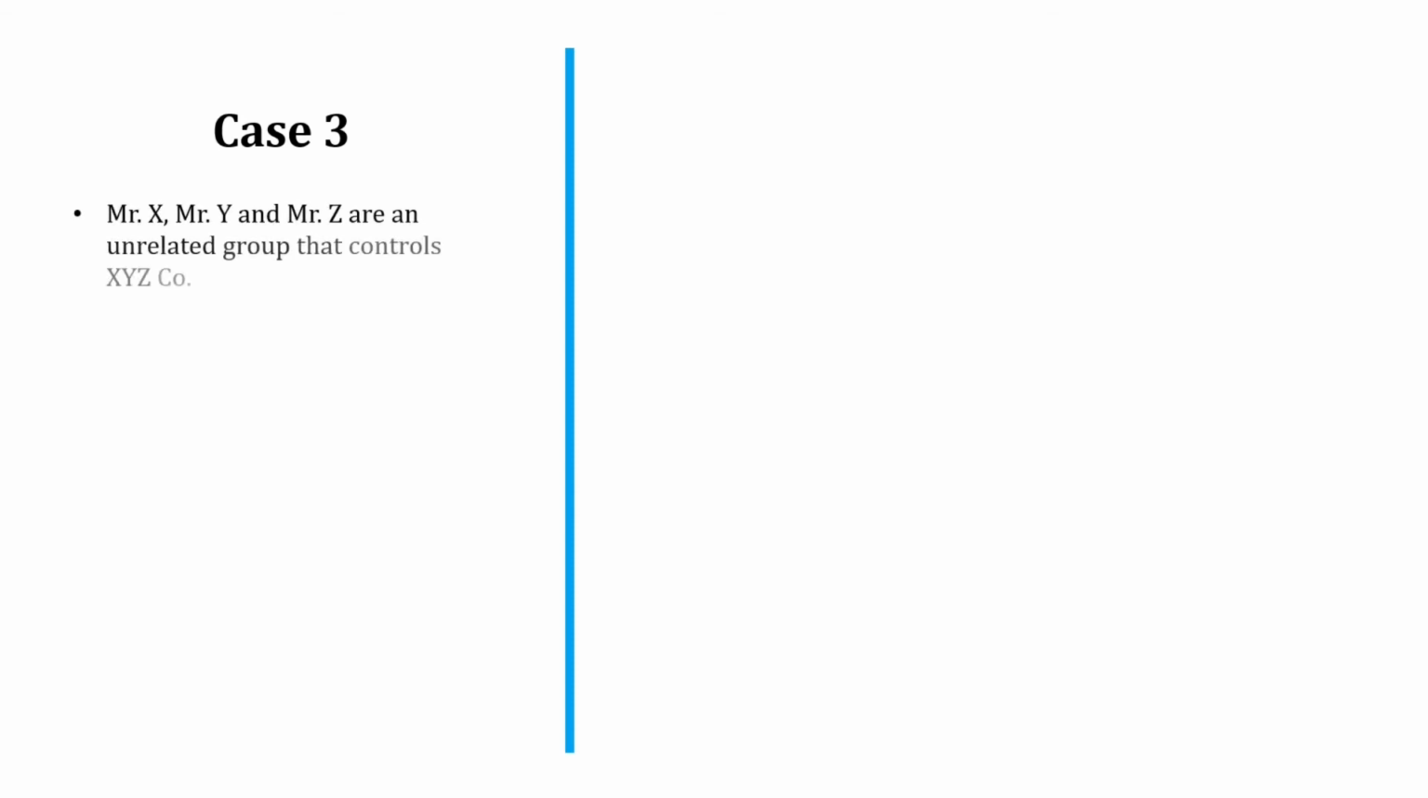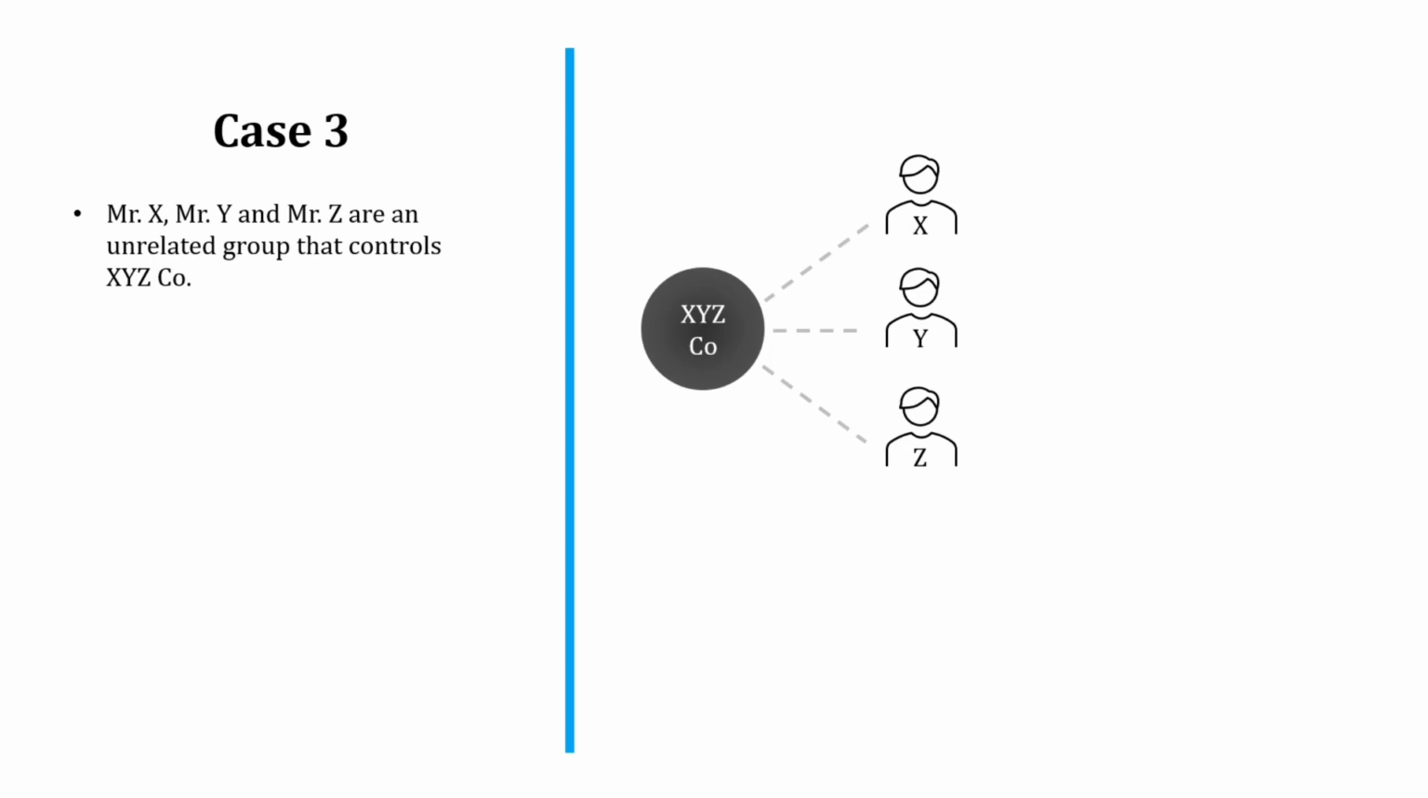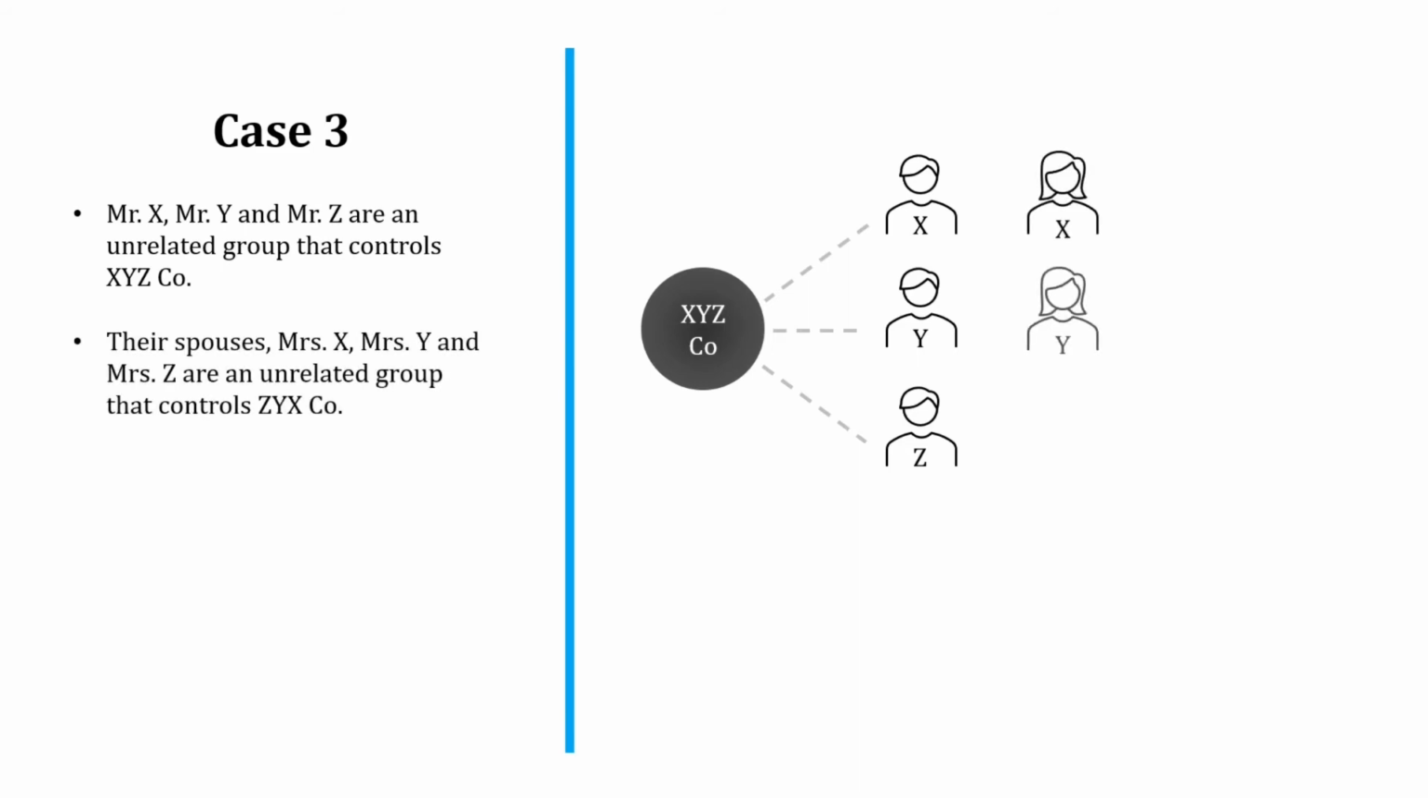Mr. X, Mr. Y, and Mr. Z are an unrelated group that controls XYZ Co. So these are 3 individuals that are not related to one another, but they do control a company. We are not given their individual percentages of ownership. We just know that together they have control.